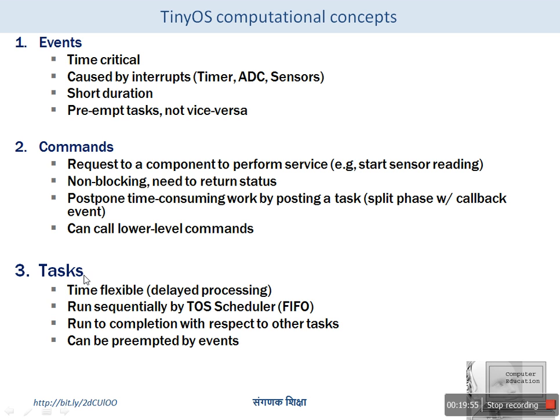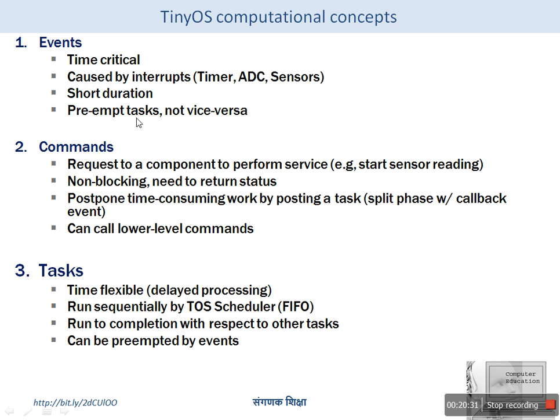Then next is task. Task is a time flexible construct, so they have delayed processing. They run sequentially by the TinyOS scheduler, meaning whatever task comes first, is served first. So it is in first in first out manner, or first come first served manner, FCFS basis. They run till completion with respect to other tasks, until some event occurs, because events can preempt the tasks. They can be preempted by the events.